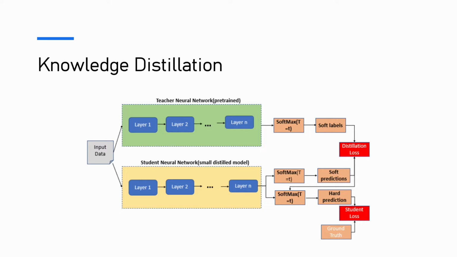Finally, moving on to knowledge distillation. Knowledge distillation aims to compress neural networks by distilling the knowledge from a larger complex model or an ensemble of models to a simpler and smaller model with minimal loss in accuracy.